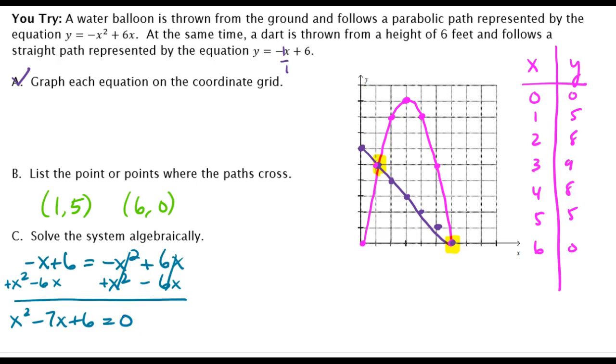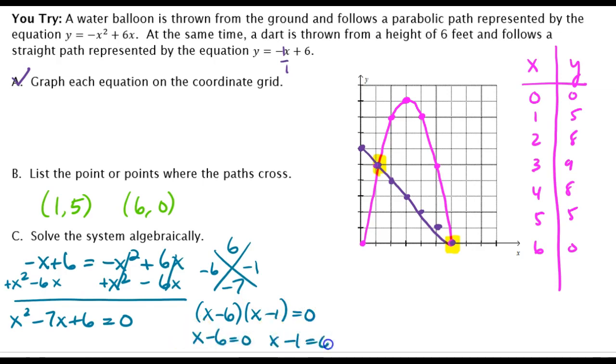Now our next option, and I'm going to choose to factor because it's easier, but you could do the quadratic formula. I'm looking for two numbers that multiply to 6 and add to negative 7. That would be negative 6 and negative 1. So this would factor into x minus 6 and x minus 1. Now I'm going to set each thing equal to 0. So x minus 6 equals 0, x minus 1 equals 0. When I solve each of those, I'm going to get x equals 6 and x equals 1.